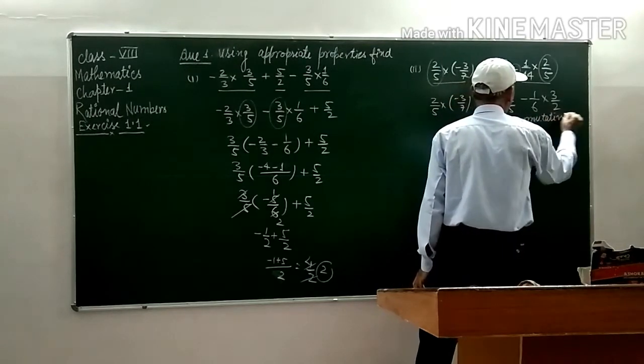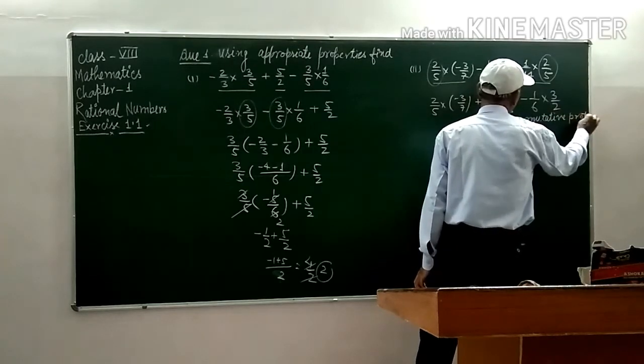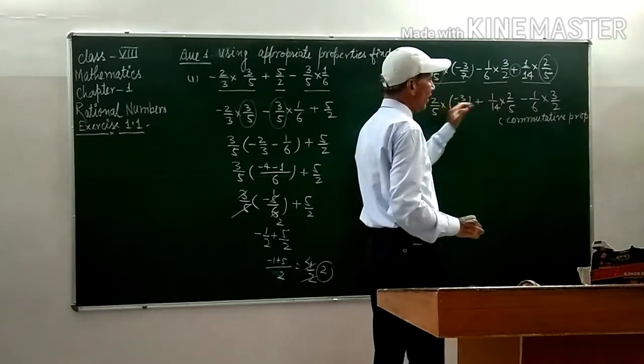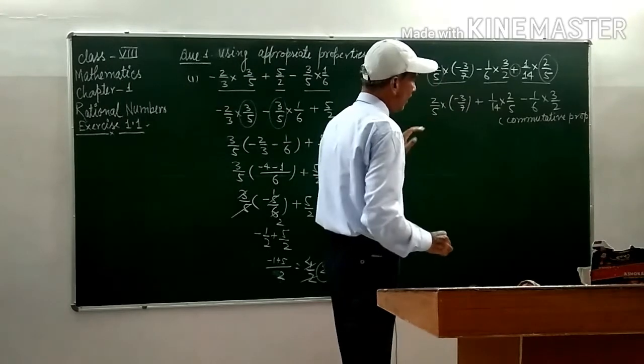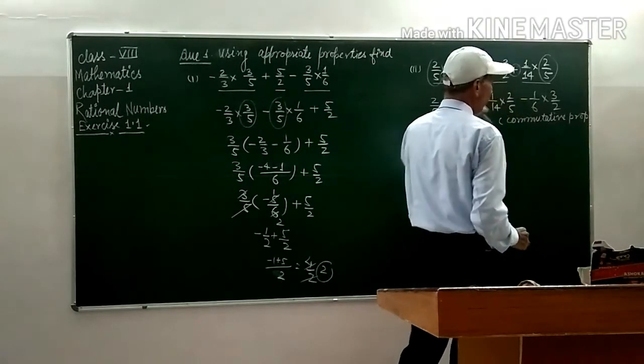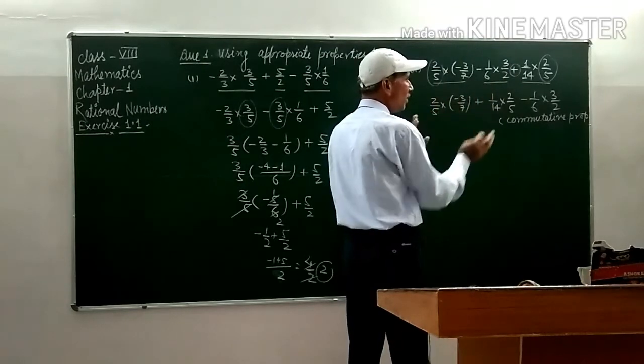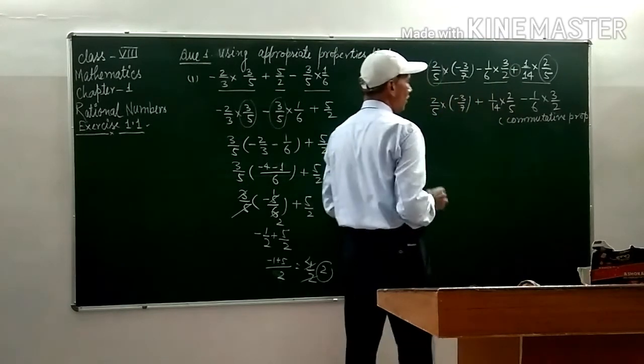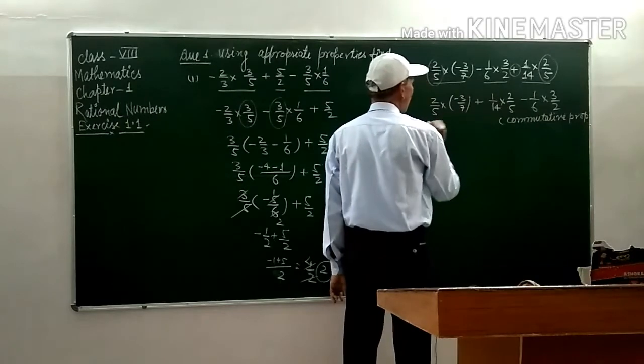Commutative property. Okay student, because we have changed the order of the numbers here, and there is no change overall in all the numbers. No number has changed, we have only changed the order of the numbers here.